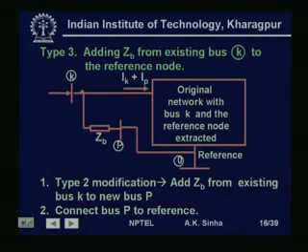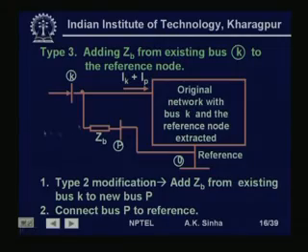Now we will take type 3 modification, where we are adding a branch with impedance Zb from existing bus k to the reference node. If we look at this, from an existing node k, which is already in the original network, we are connecting a branch Zb to the reference node. Now what we do is, we do this modification in 2 steps.